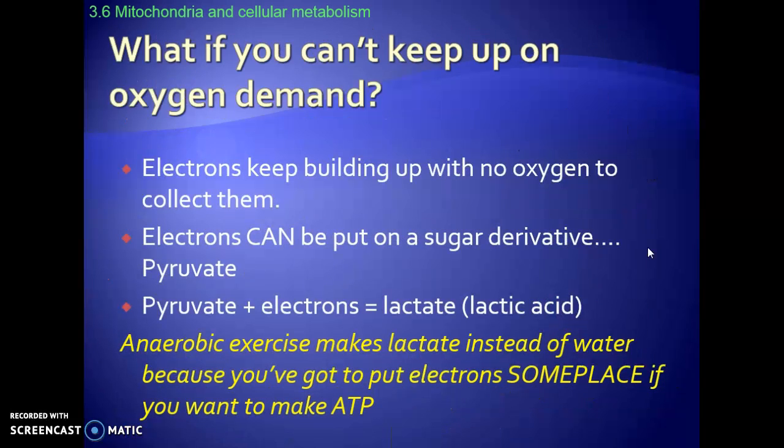What if you can't keep up on the oxygen demand? Electrons keep building up with no oxygen to collect them. Electrons can be put into a sugar derivative, the pyruvate. But when you have pyruvate and electrons mixing, you create lactate or lactic acid.